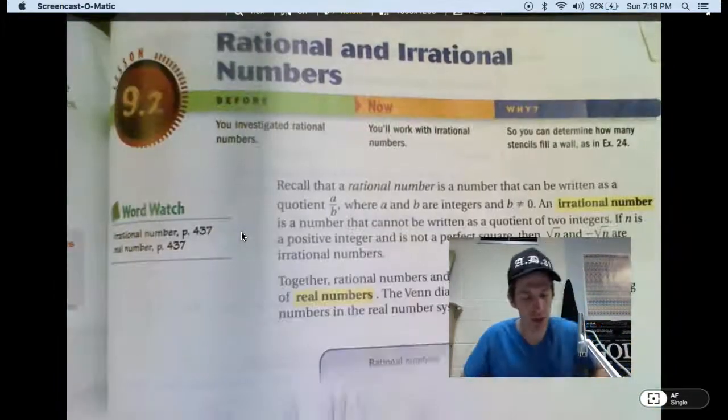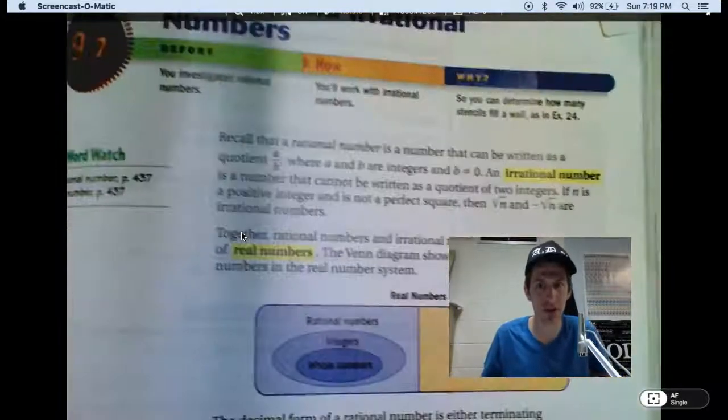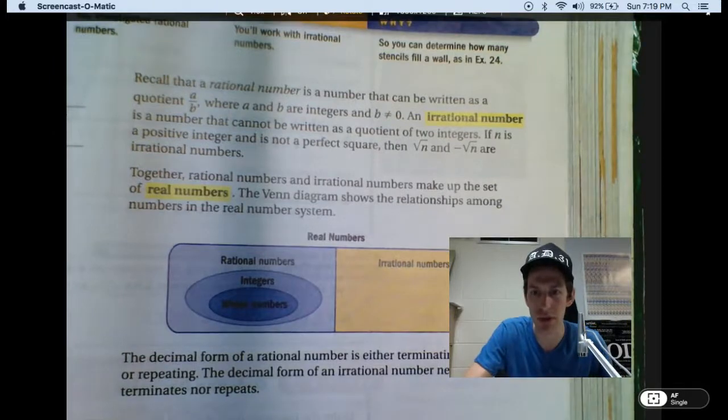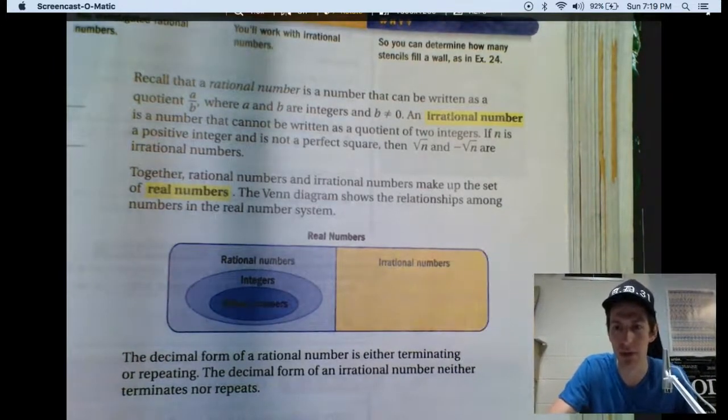Okay, so let's use these a little bit here. They show you a little diagram in your book, and I'm going to move this thing. Oh, there we go. That's been bugging me this whole video.